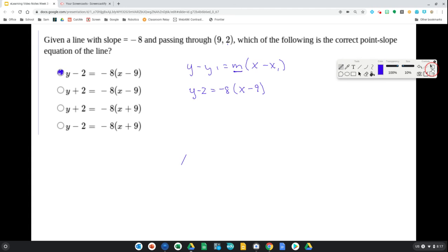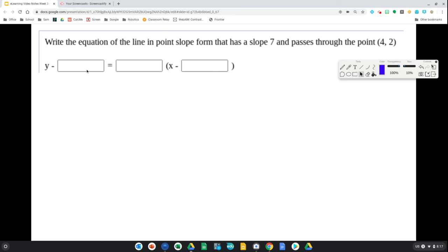Okay, then you're going to have some next set of problems where you're going to have to go just a little bit farther. So here we've kind of got the blanks that we need to fill in. It says slope 7 passes through the point (4, 2). So remember, that slope goes in front of the parentheses. So we're going to take the slope, and it's always going to go in front of these parentheses. So we're going to fill in that box with a 7.